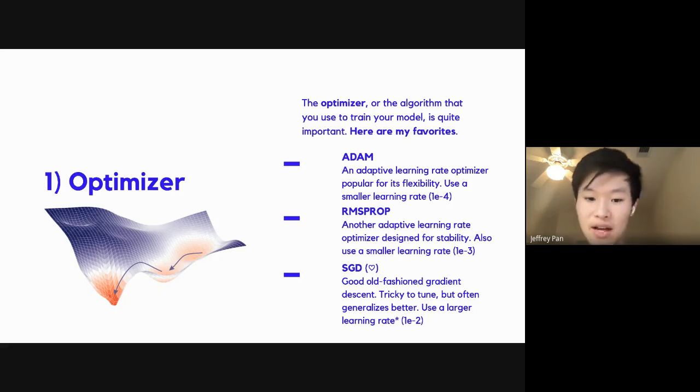But gradient descent is tricky to tune. If you pick a bad value, it will just screw you over. You're going to get terrible results. But if you find good values, it actually ends up having the best performance for your model overall. If you're new, definitely don't start with SGD. It can give you a lot of pain, but ultimately I have a soft spot for it.